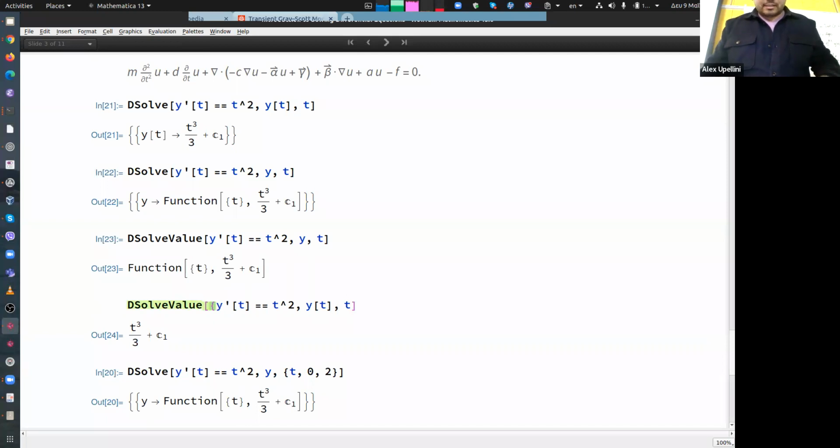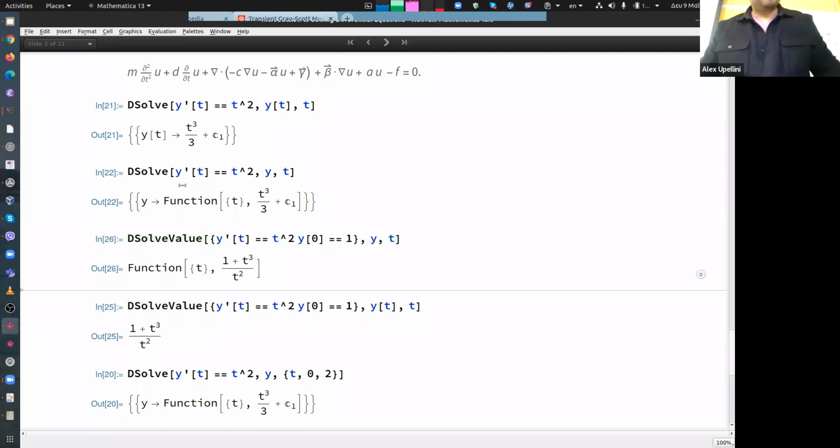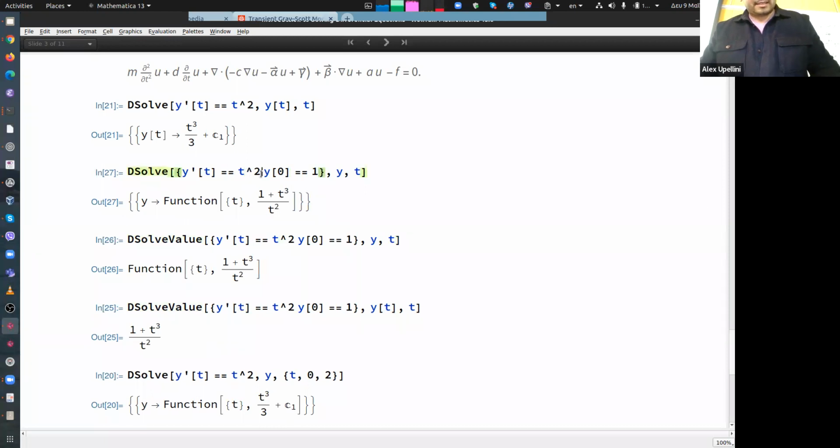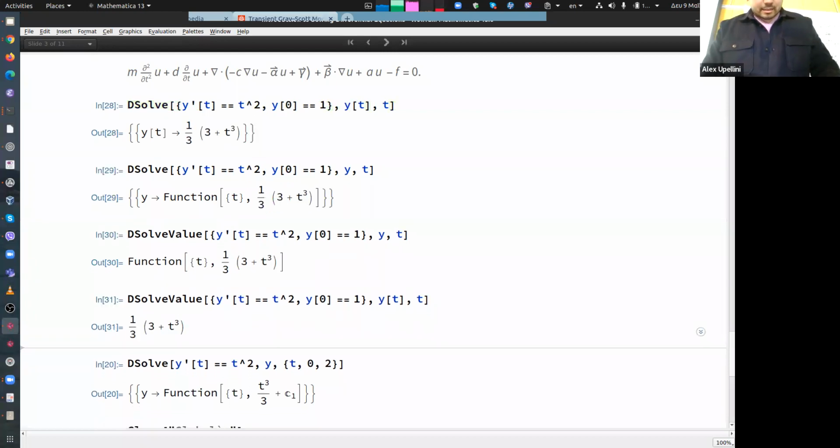So if I want to take out the constant, I'm going to add an initial condition: y of 0 is 1. And copy this here. Oh, yes, you're completely right. Comma here. Thank you. Here, comma. We will see that later.